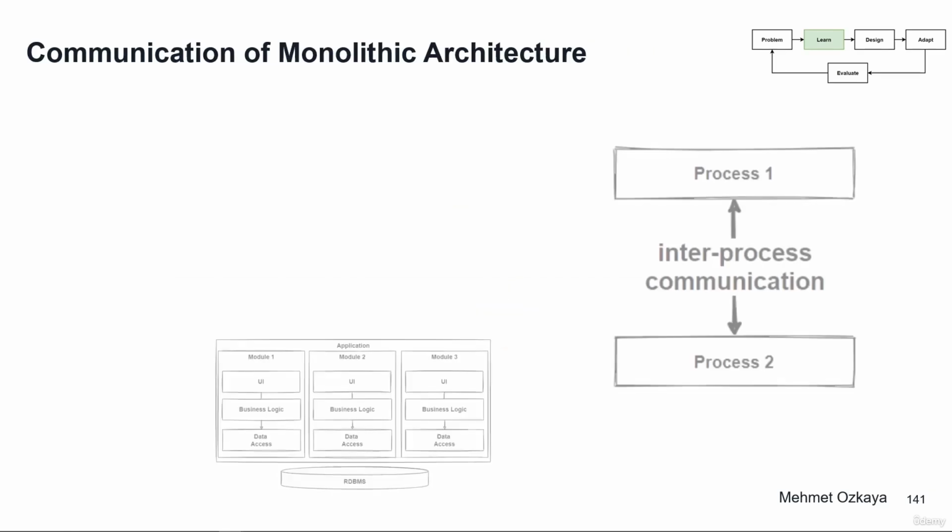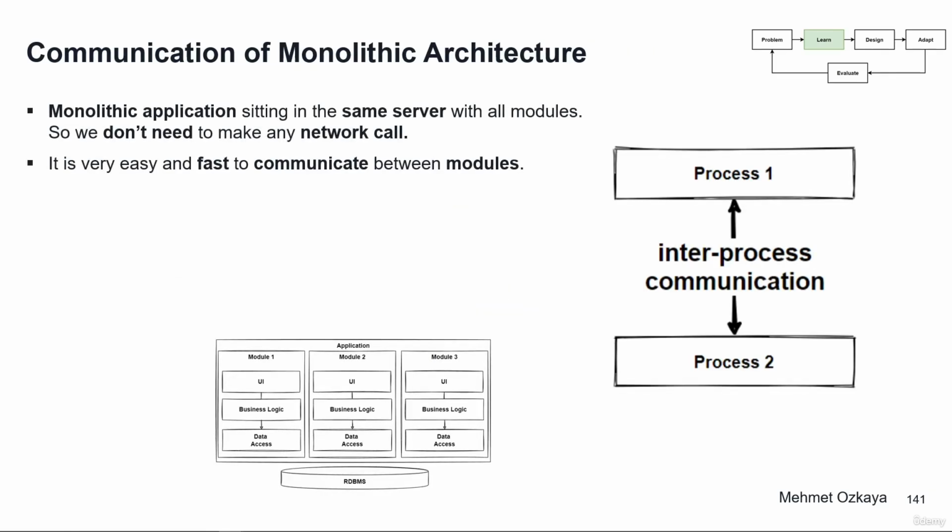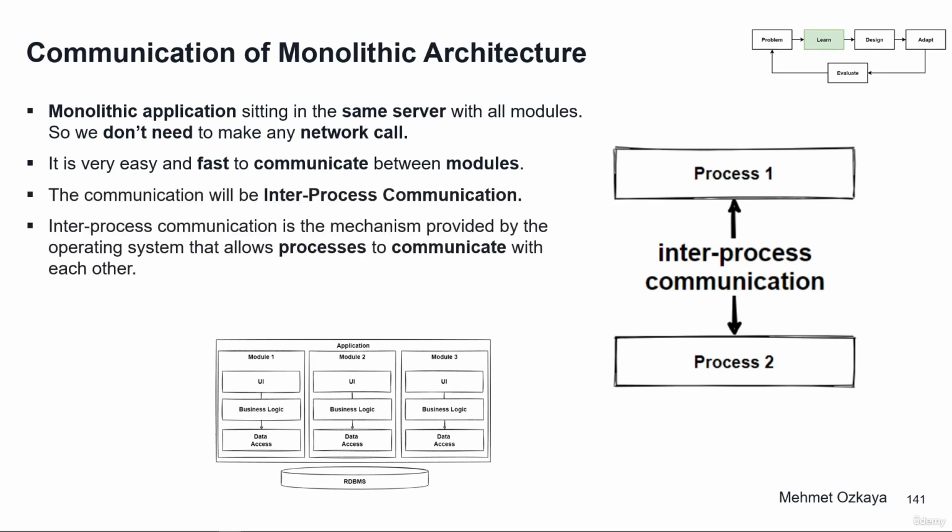So let's get started. Now we can talk about the communication of components in a monolithic application. As you know, a monolithic application sits on the same server with all the modules, so we don't need to make any network call. It is very easy and fast to communicate between modules of a monolithic application, because the communication will be inter-process communication.